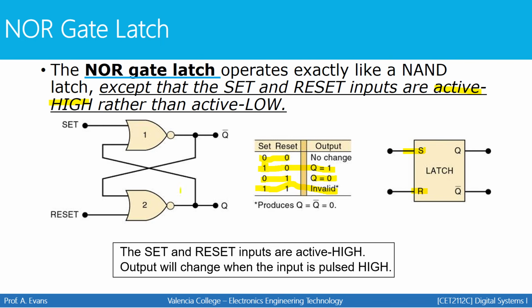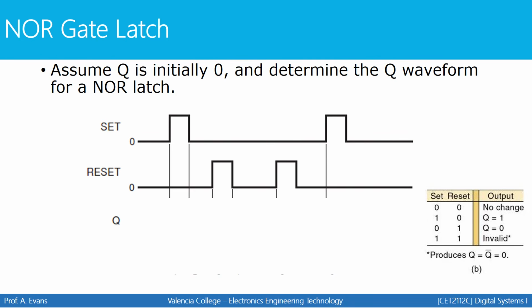Notice this is what it's going to be wired like internally with the feedback loops, the same way as the NAND latch. So the important thing to remember here is that the set and reset inputs are active high. The output will change whenever one of these inputs is high. Take a look at your notes and you'll have a waveform for the NOR latch. And you have 2 inputs, set and reset. Q is initially 0, and try to determine the output waveform for Q based off of the truth table for the NOR latch.